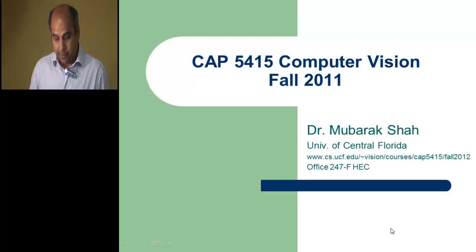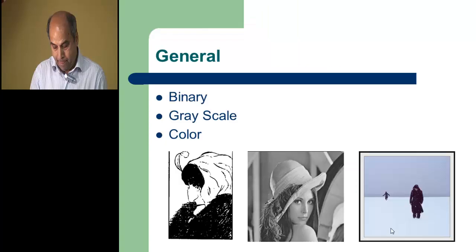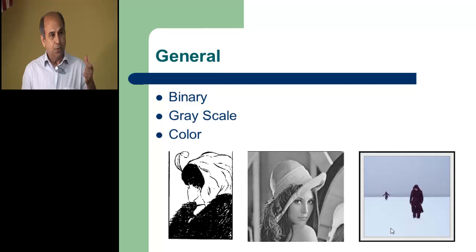So this is the lecture about filtering, and we are going to first talk about images, what kind of images we have. So the simplest kind of image is a binary image, which is shown in the first one on the left, and then grayscale image, and then we have the color image. So binary image has only two levels, black and white. The grayscale image has 0 to 255, and then the color image has 3 colors.